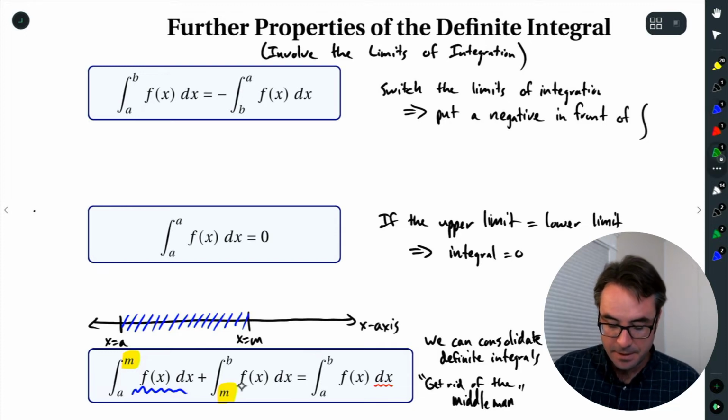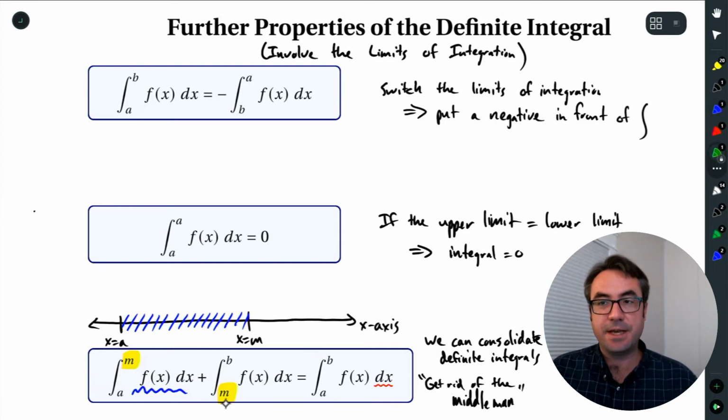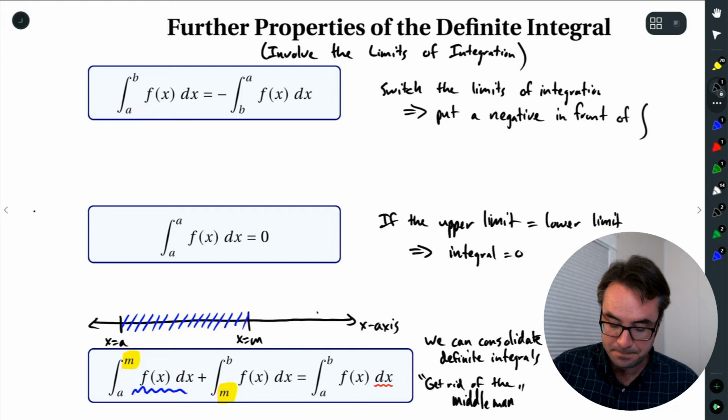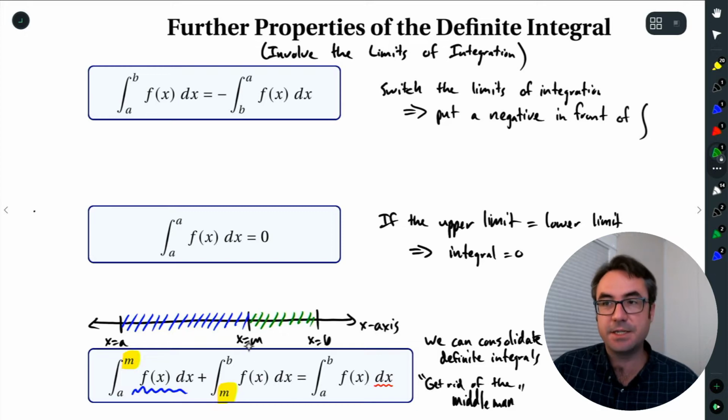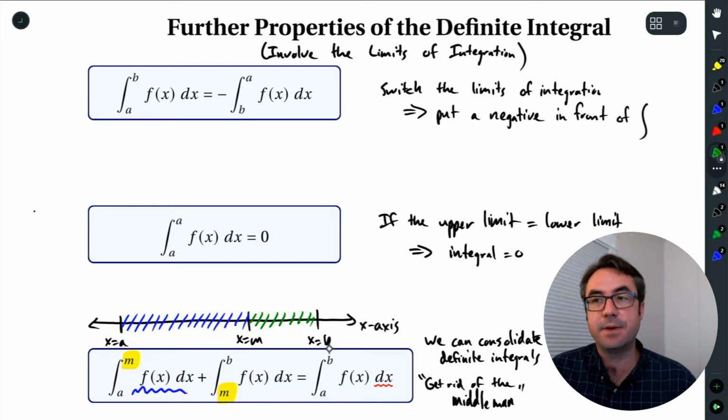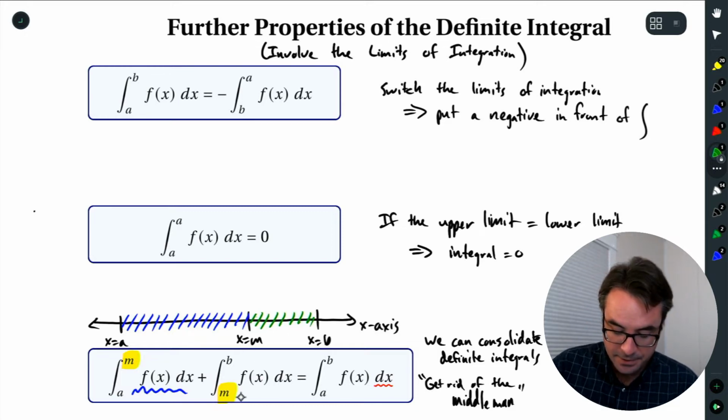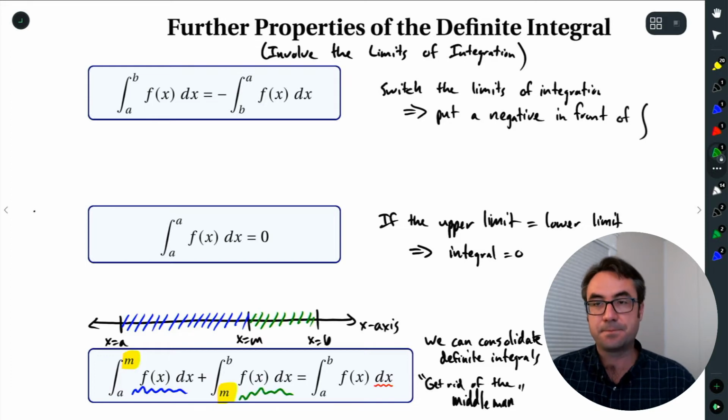Then our second definite integral is saying, all right, let's start here at x equals m, and let's go to x equals b. So maybe here's x equals b. So we're going to integrate our function. We're going to continue on. We're going to integrate from x equals m to x equals b, and that's what this second integral is doing.